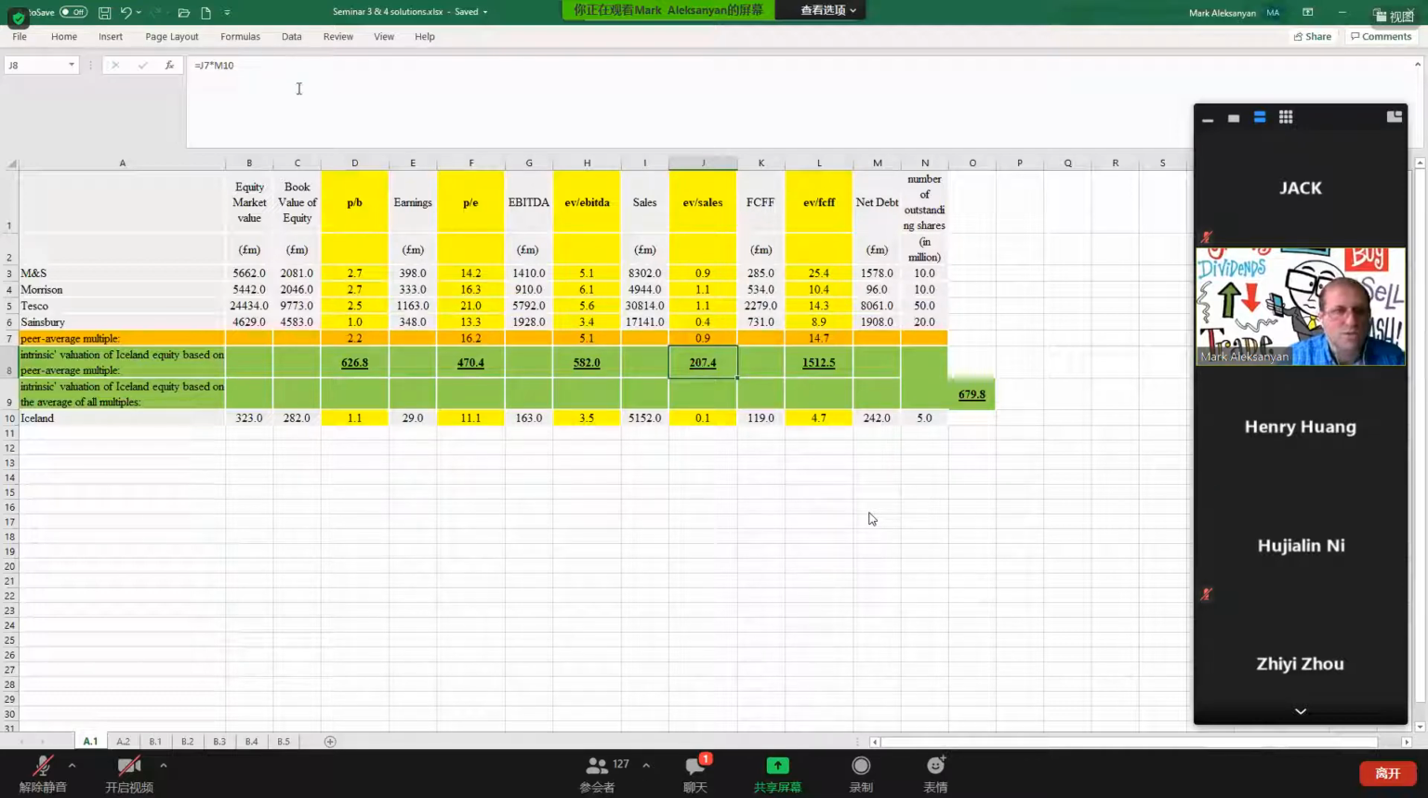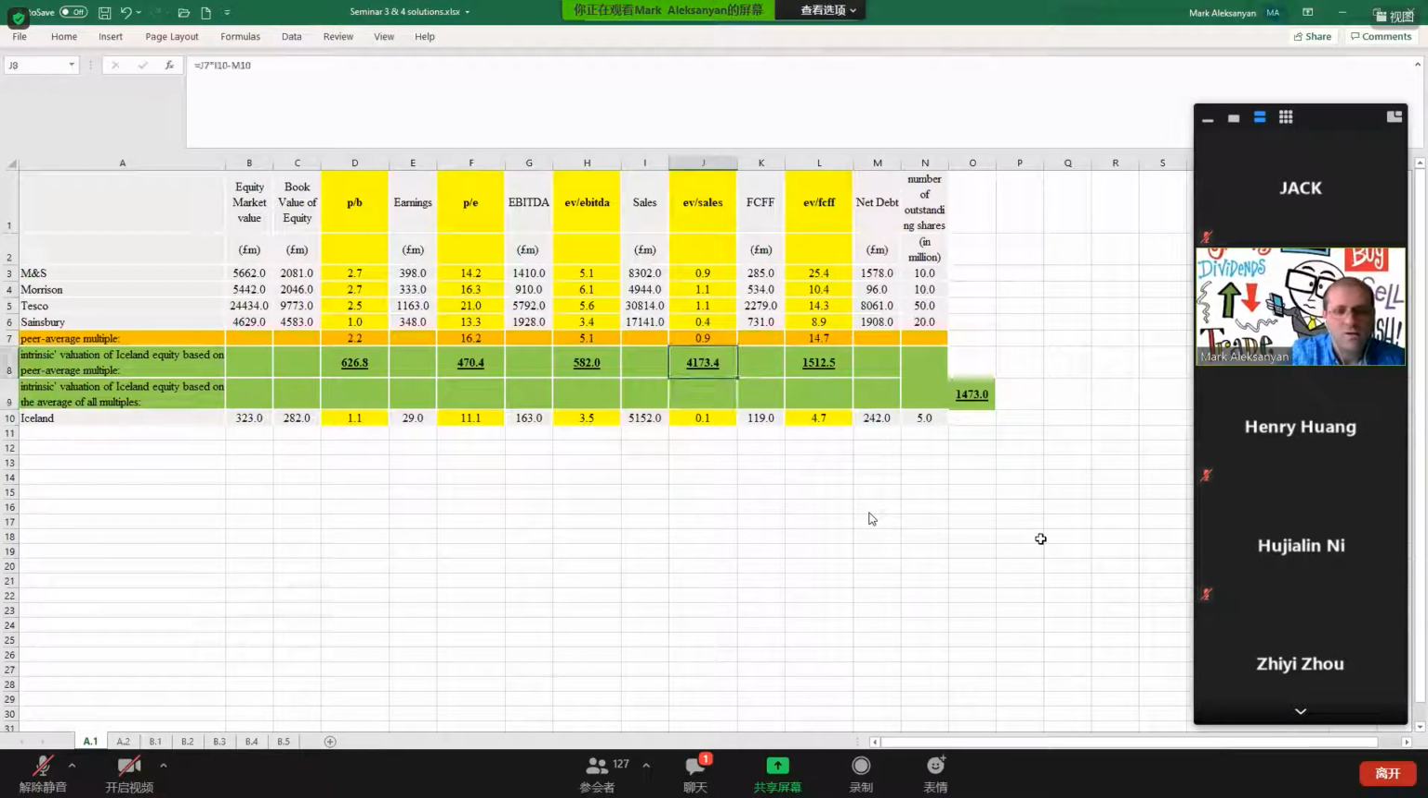So the mistake is this number should be 0.9 times. Let me do it. So it has to be J7. Well done. Thank you so much. You see, I was quite sure I might have mistyped something. That has to be J7 times the company's sales, which is this cell, right? Minus the company's debt. Am I right? Which is this cell here.